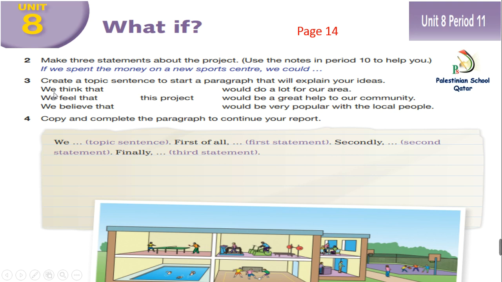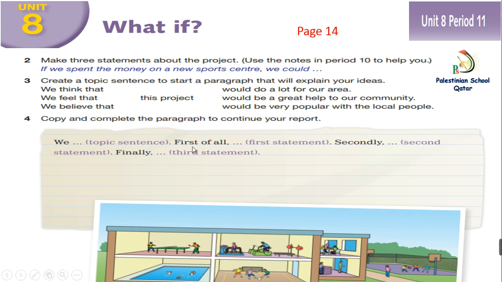For example, we think that this project would do a lot for our area. We feel that this project would be a great help to our community, and give me why. We believe that this project would be very popular with the local community, and give me why. Okay, now copy and complete the paragraph to continue your report and write your report here.